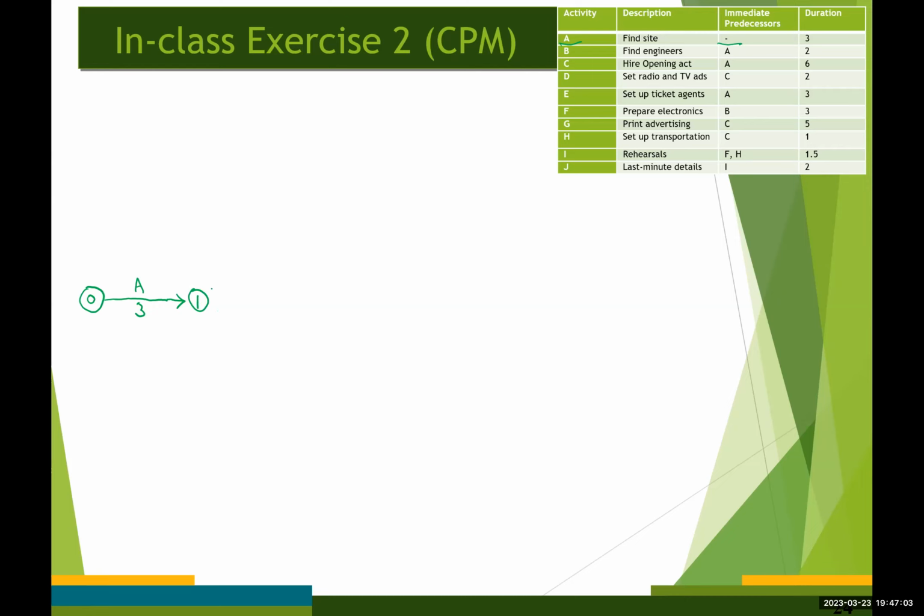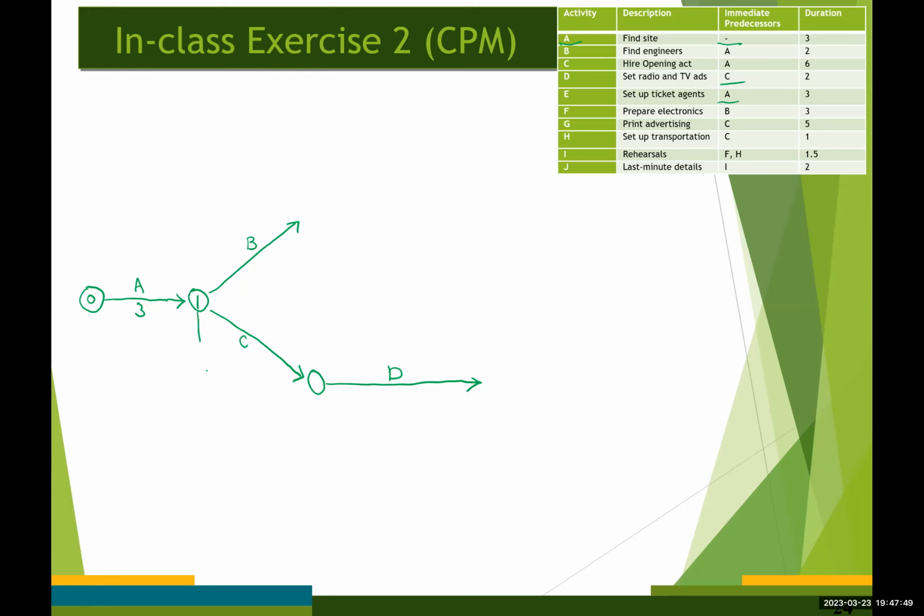And then I'm going to have activity B up here. And let's say I have activity C. And D has a predecessor, which is C. So I'm going to have D. How about E? E has an immediate predecessor, which is A.